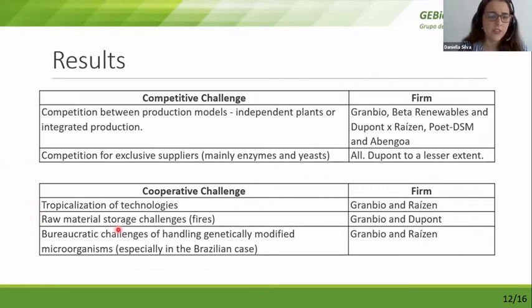The companies also faced some challenges involving storage, like fires in warehouses. Granbio and DuPont had this problem. And also some problems regarding handling genetically modified microorganisms, especially in the Brazilian case.